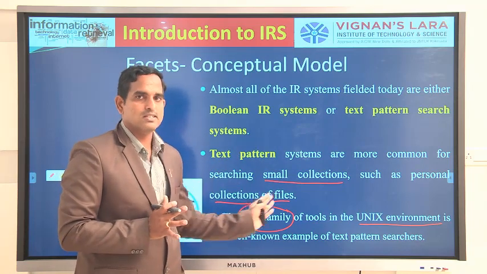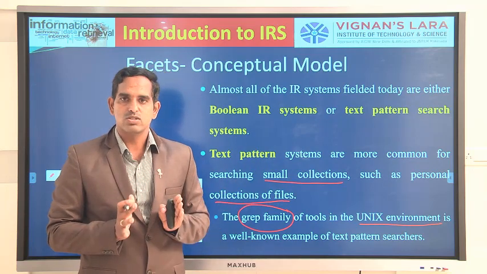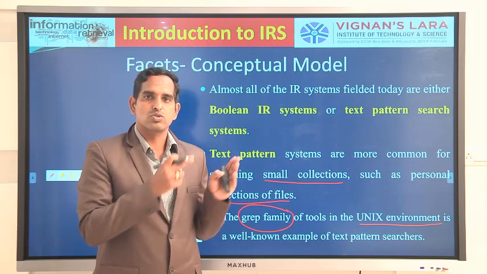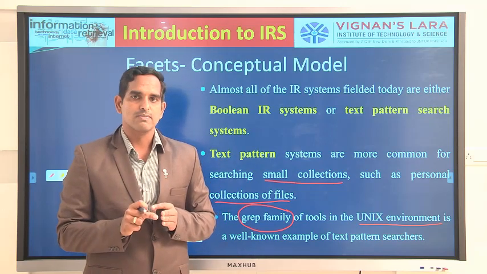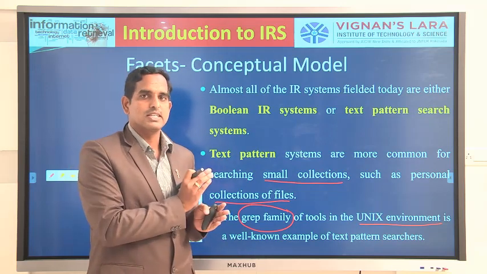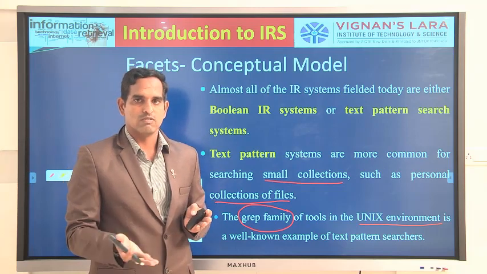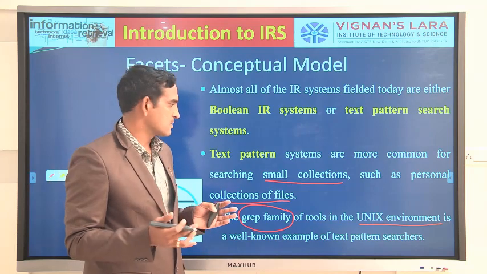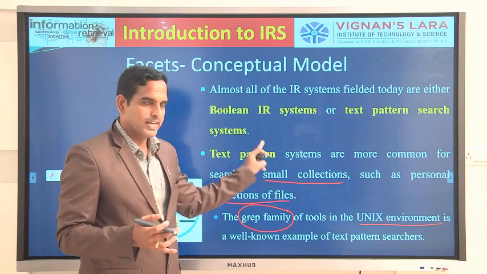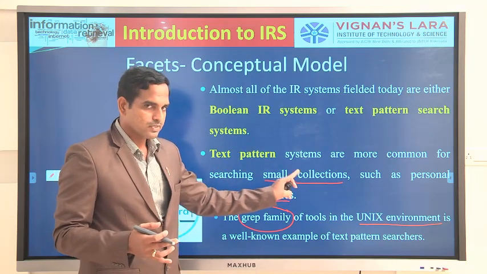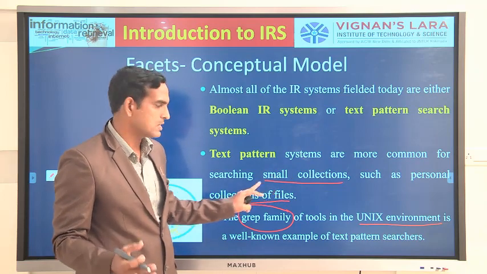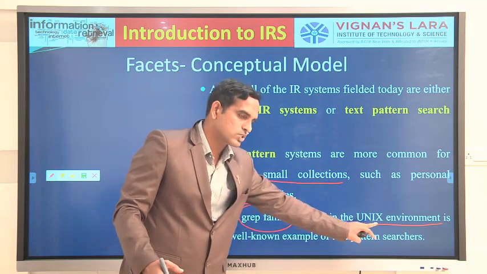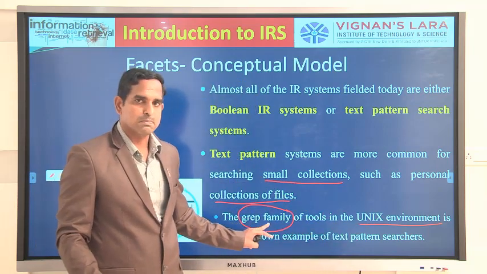Text pattern search is an exact word search, so whatever word or keyword you want to search should match in your particular document. If that particular word is not present in the document, it will give you nothing. That is what we call an exact match search. So text pattern search is one exact match search. It is done for small collections of documents, and as an example, it is used in Unix environments as grep commands.